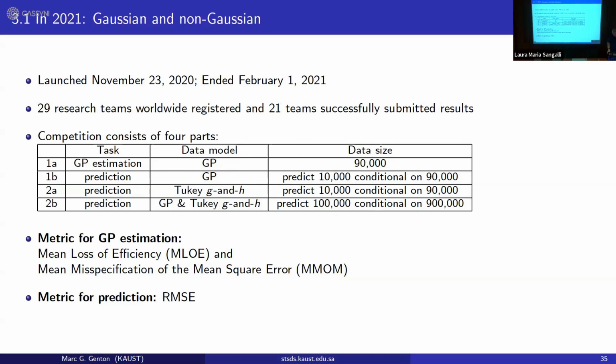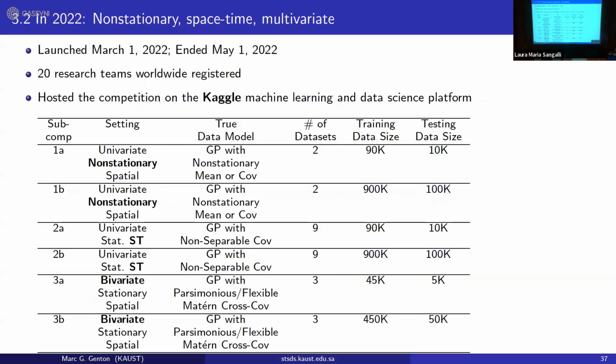And we have, again, a paper that compares those different results. In 2022, we extended to some non-stationary models, some space-time models, and also some bivariate models. We ran this on the Kaggle machine learning platform to make things a bit more attractive.